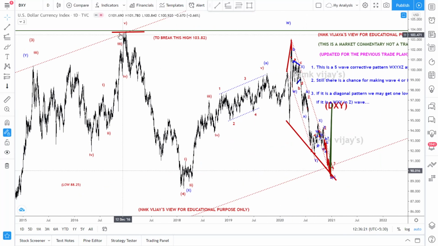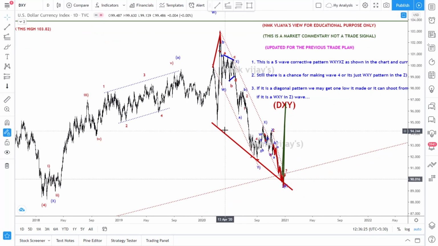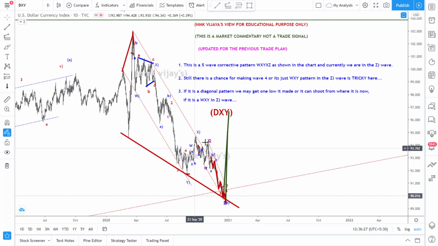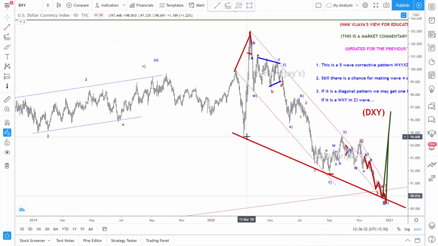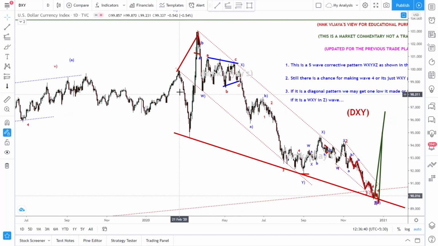But it didn't break that high, and immediately it declined and broke this also. So that means for me, we are still in that B wave only. So that is why I took this as an expanded triangle. So A, B, C, D. See, inside everything is a three-wave structure. It's not a five-wave structure.